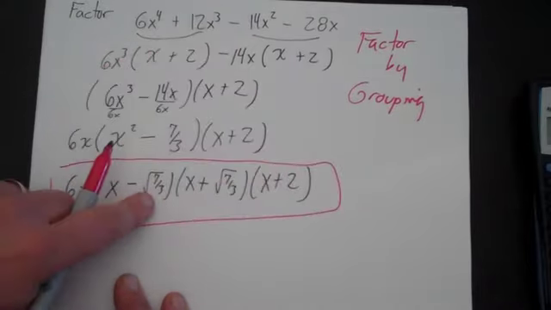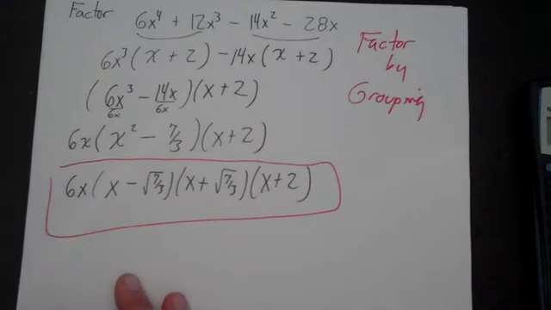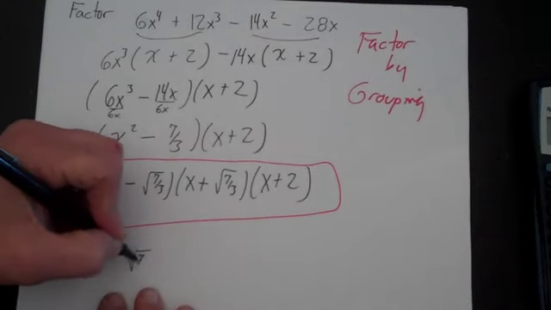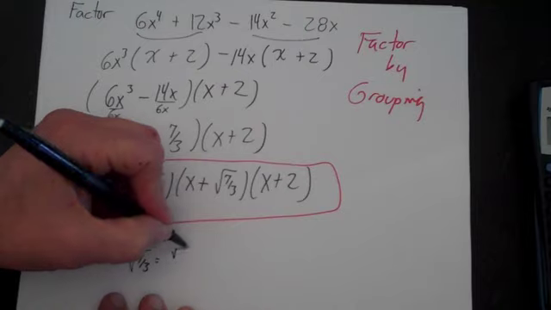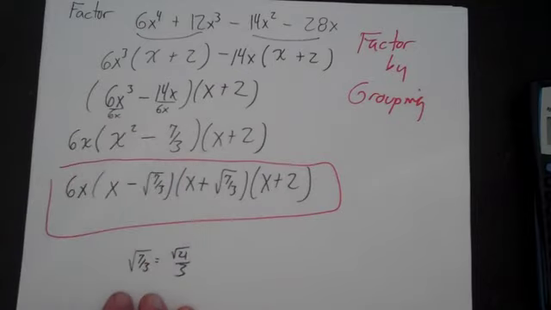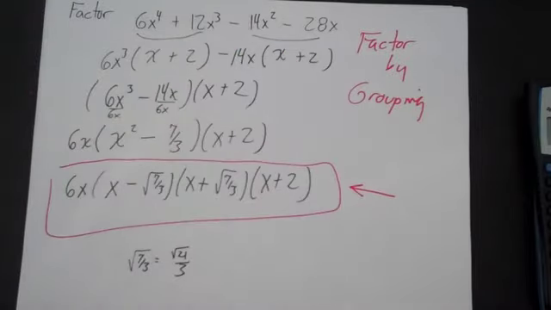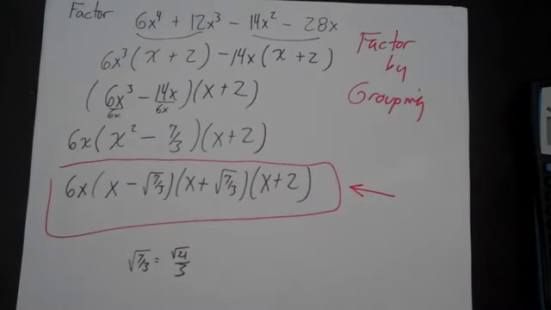Now we could simplify root 7 thirds if we want to. That would be fine. If you simplified root 7 thirds, you would get root 21 over 3. Whether you do that or not, for our purposes, is fine. This is our final answer. And that's some more examples of completely factoring.